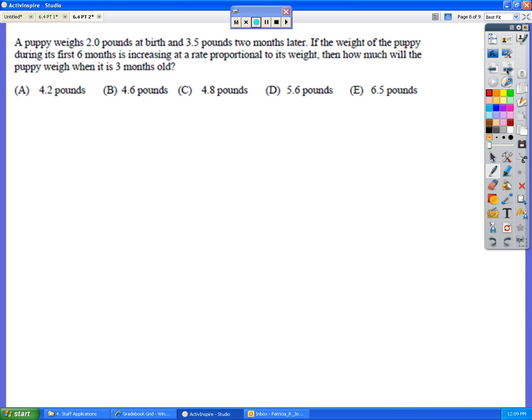A puppy weighs 2.0 pounds at birth and 3.5 pounds 2 months later. If the weight of the puppy during its first 6 months is increasing at a rate proportional to its weight, then how much will the puppy weigh when it is 3 months old? So, at time equal to 0, the weight is 2.0, and 3.5 2 months later. So these are some points on the original function. So the amount that the puppy weighs, so y is pounds, is proportional to its original weight.